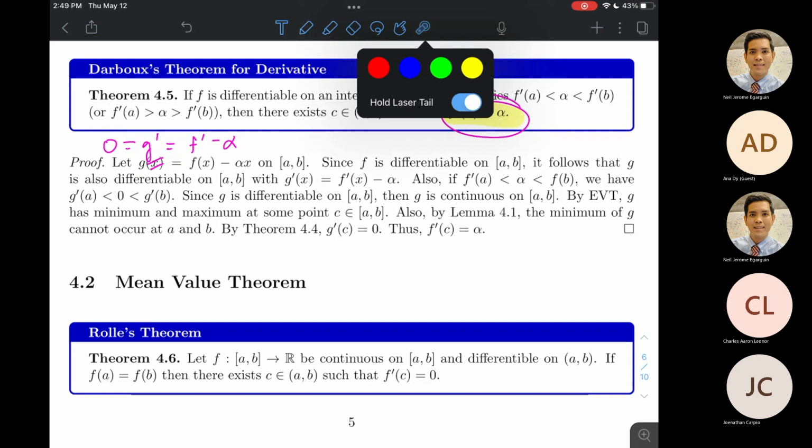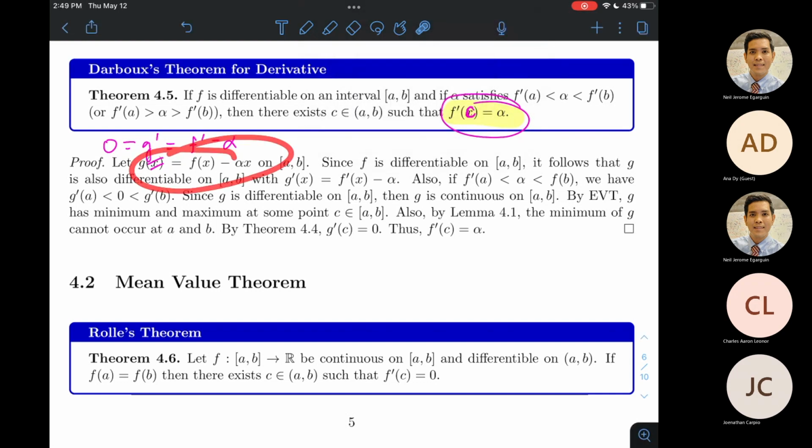So kung ito si g, okay? So g is actually the difference of two differentiable functions. f is assumed to be differentiable on the interval (a, b), and alpha x is a polynomial, so it is differentiable everywhere. So g, being the difference of two differentiable functions, is also differentiable.